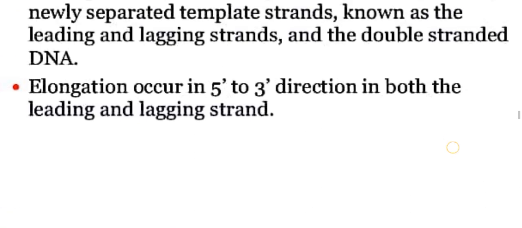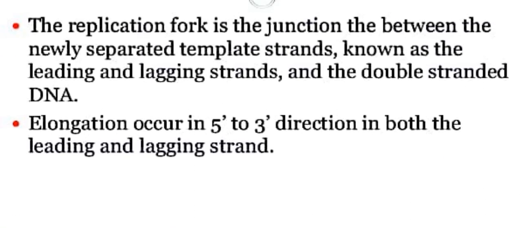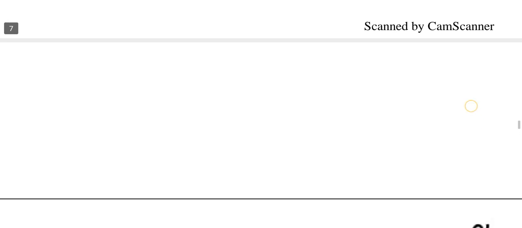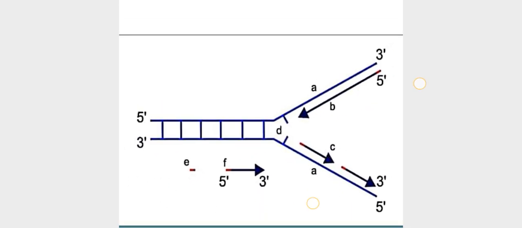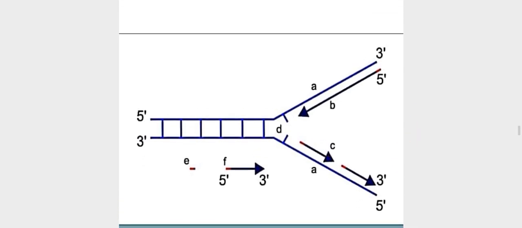Replication fork. The replication fork is the junction between the newly separated template strands, known as the leading and lagging strand, and the double-stranded DNA. Elongation occurs in the 5' to 3' direction in both the leading and lagging strand. So we could see the 5' and 3' strands.